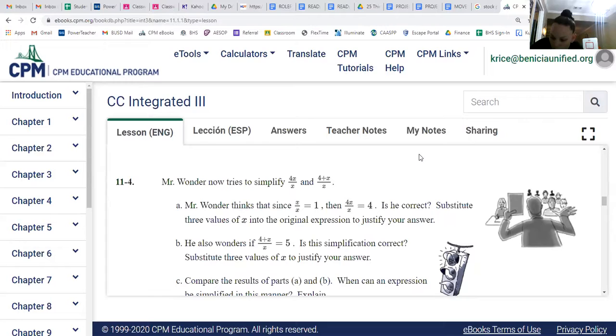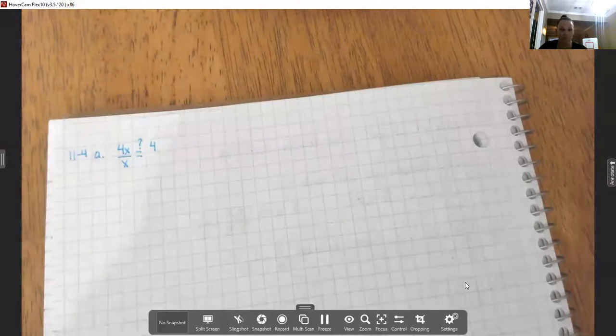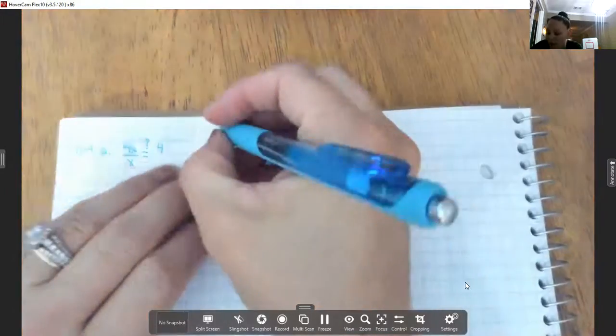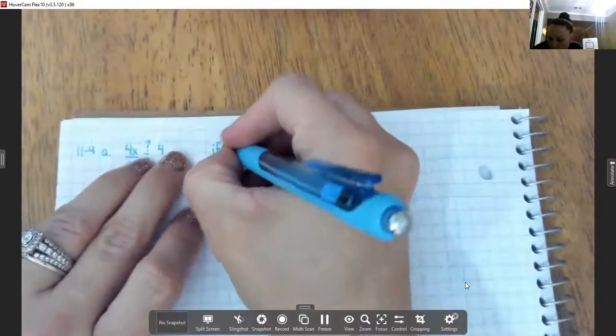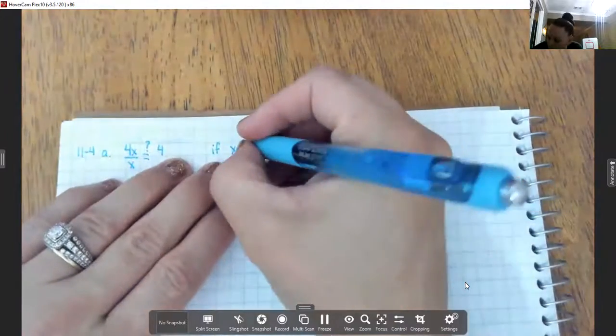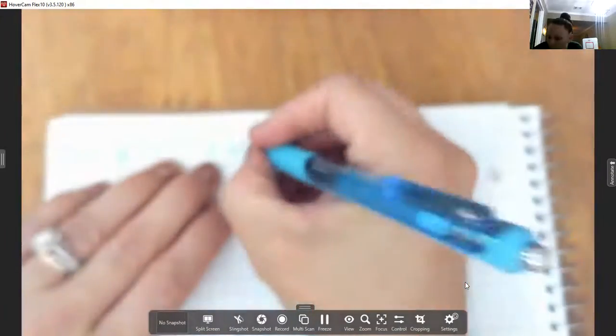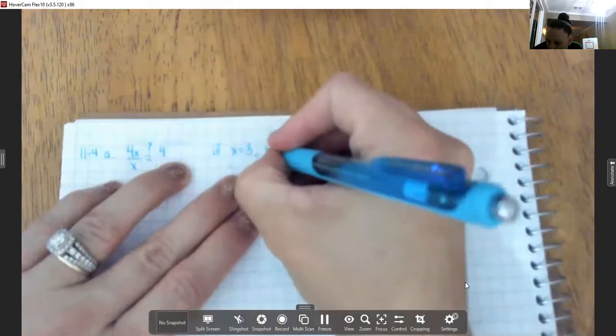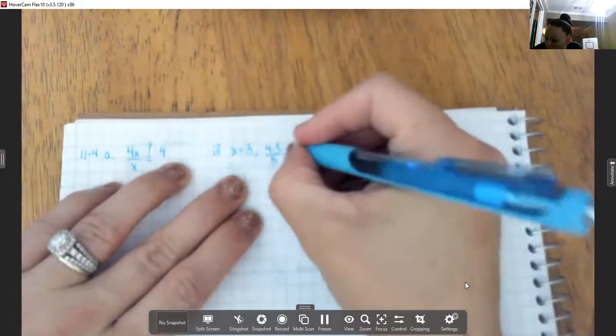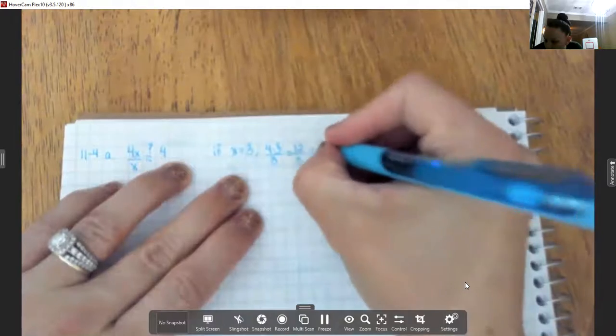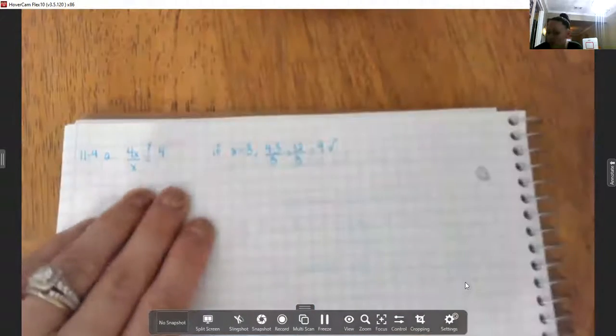So we want to know, is 4x divided by x equal to 4? That's what we're asking ourselves. Okay, so we need to plug in some numbers. So let's say if x equals 3. If x equals 3, then we have 4 times 3 over 3, or 12 over 3, which is 4. So it works there if x is 3.